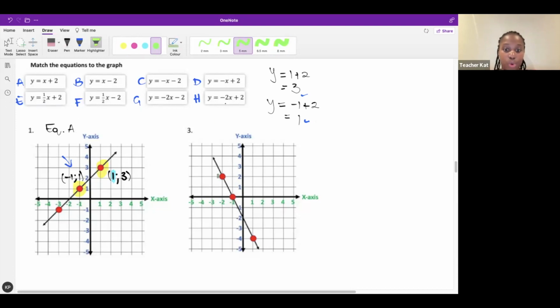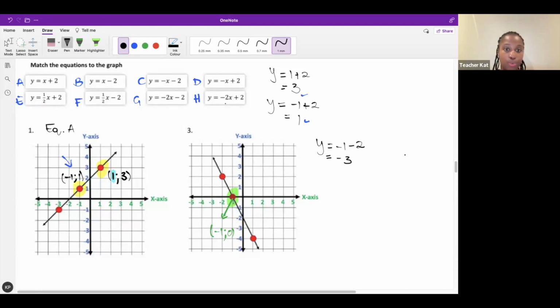Once again, I'm going to choose points. I choose this point over here. What are the coordinates of the green points I just highlighted? I'm going to write it over here so we can see it. It is -1 and 0. Great. Let's substitute it into B, okay? So B says y equals x minus 2. So x is -1 minus 2. That gives me -3. Is that a match?